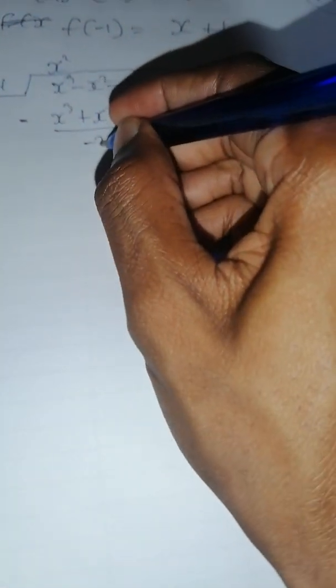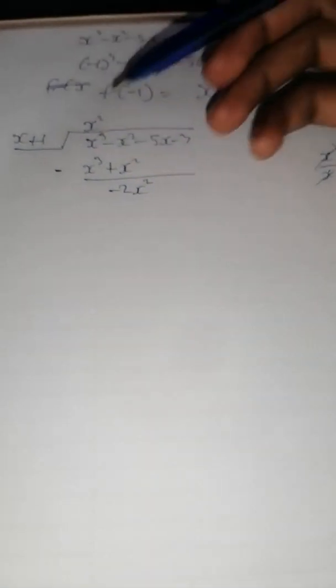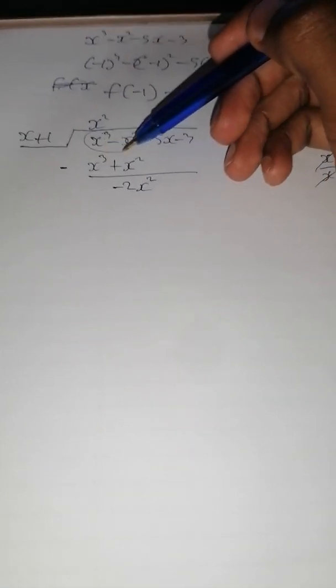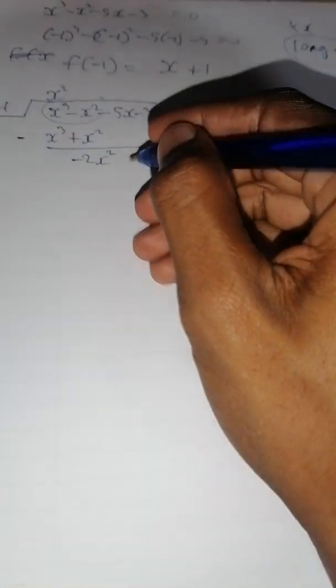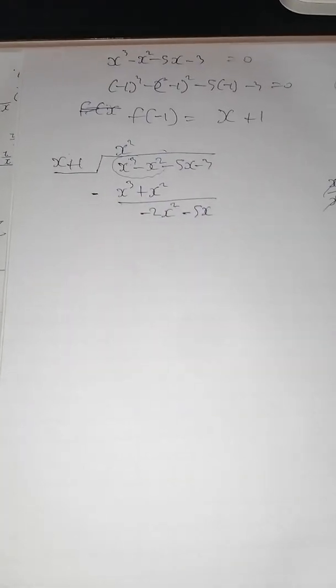So we place negative 2x squared here. Okay, now that we dealt with these two, what do we do? We bring down. Remember, we were subtracting here. Now we bring down the negative 5x. We bring it back now. Okay, so now we continue.